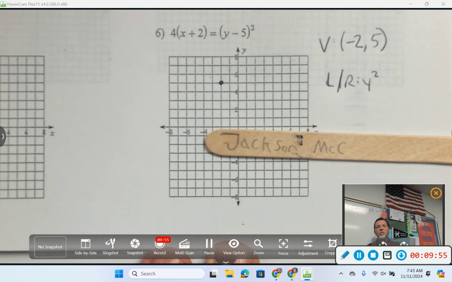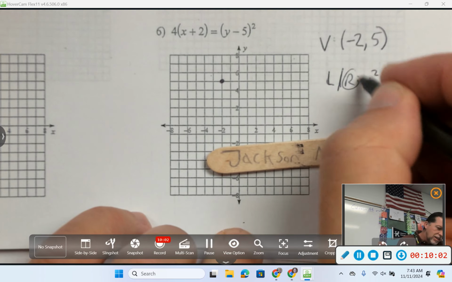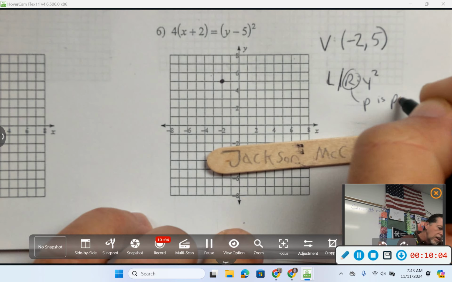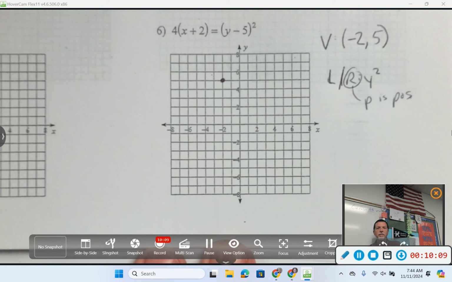Jackson, let's be more specific. Is it opening to the left or is it opening to the right? How did you know that? Because P is positive.